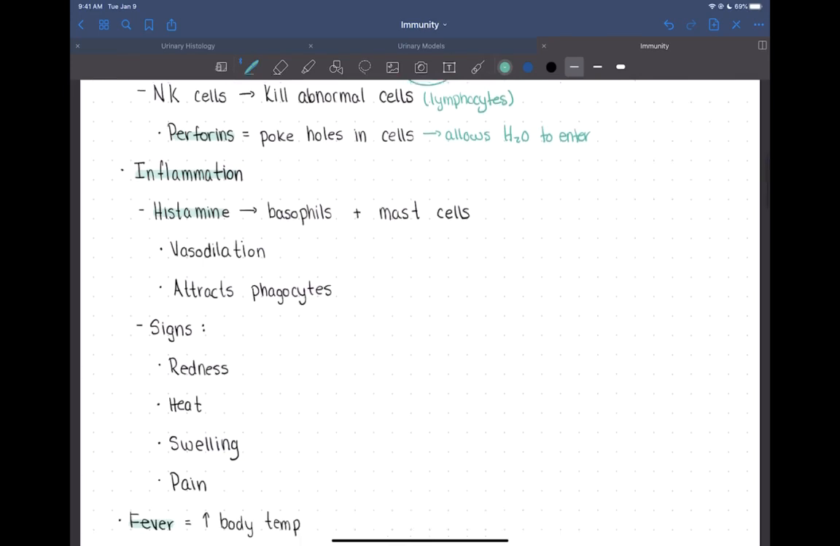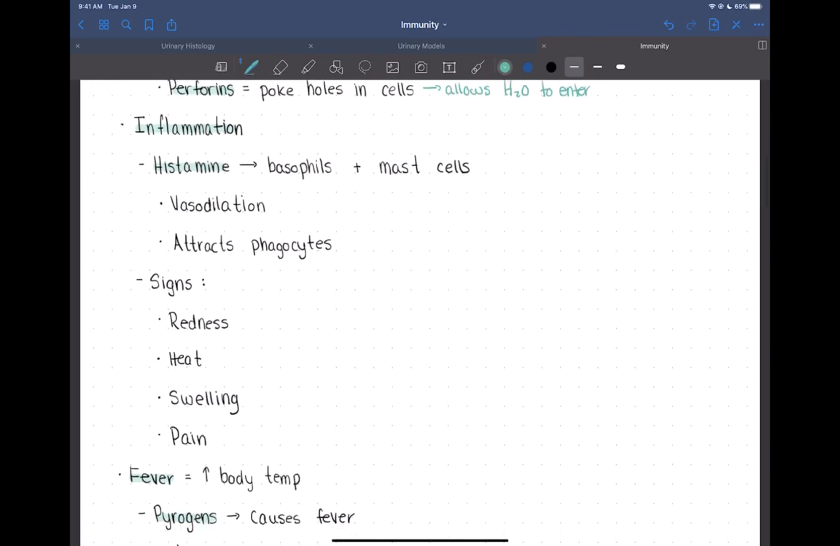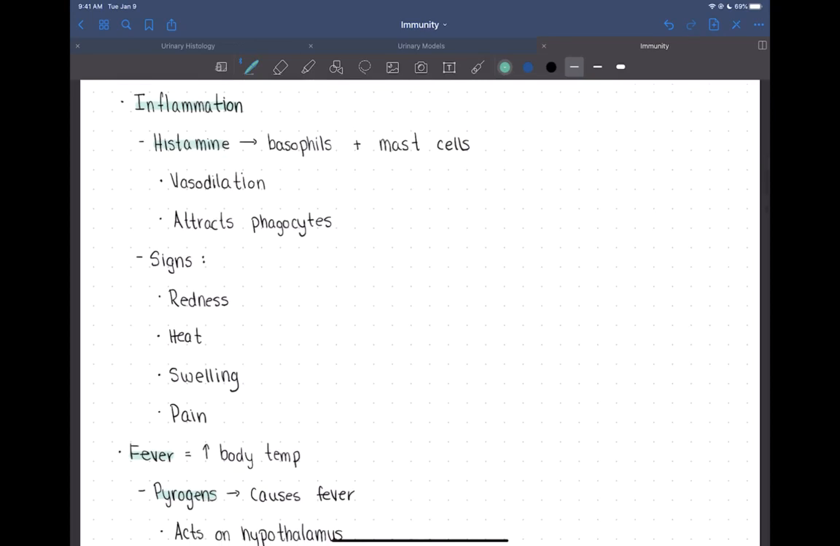Okay, so then we have another kind of response. Those were all cells of the innate immune system. So another innate response that we talked about is inflammation, okay? And we mentioned this just a second ago with the complement protein. Inflammation is a non-specific response to any kind of tissue injury, all right? So this would be a response to tissue injury.